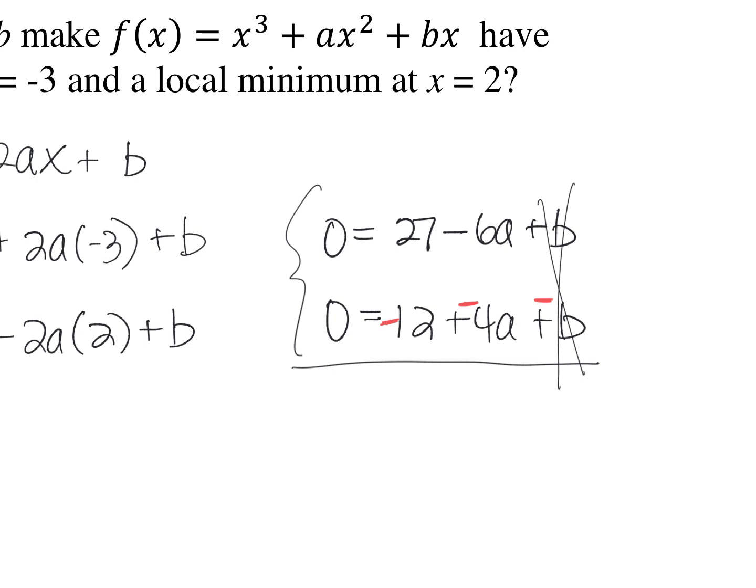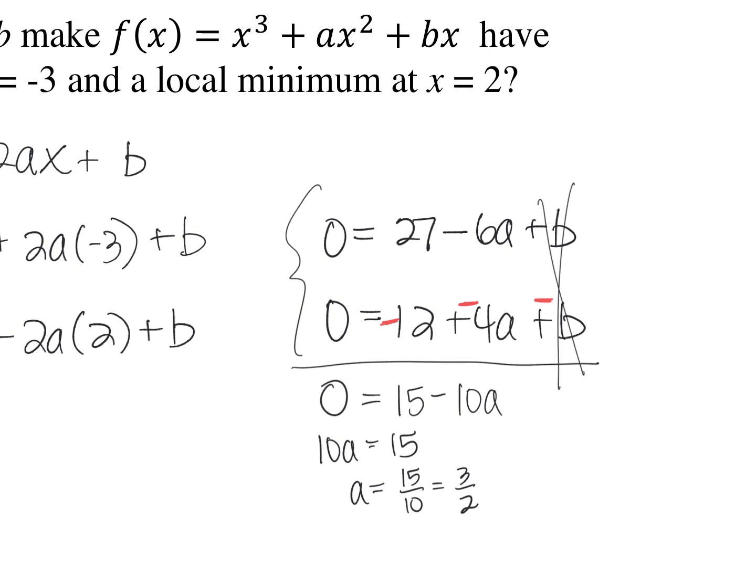And then I will be left with 27 minus 12, which is 15, and negative 6a minus 4a, which is negative 10a, and that still has to be equal to 0. So I've eliminated b from the problem, which means I should be able to solve for a. So 10a equals 15, so a is 15 over 10, which is 3 over 2. Now that solves the answer for a.